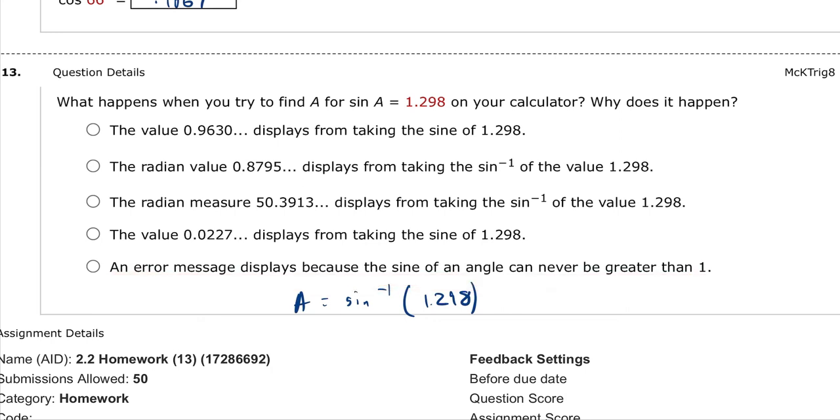So in general, the sine of an angle is always going to be between -1 and +1. That's an important fact that you should try to remember. Sine and cosine, by the way, are always going to be bounded above by 1 and bounded below by -1. That's why this is not possible, because sine can't reach 1.298. The highest value it can reach is 1.